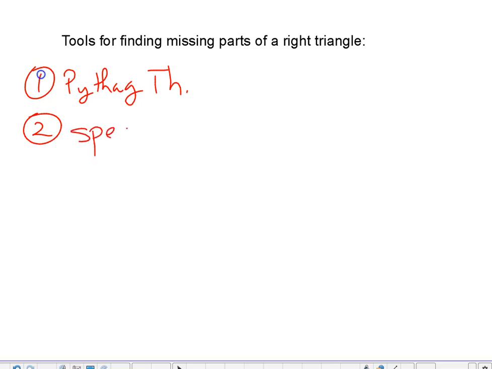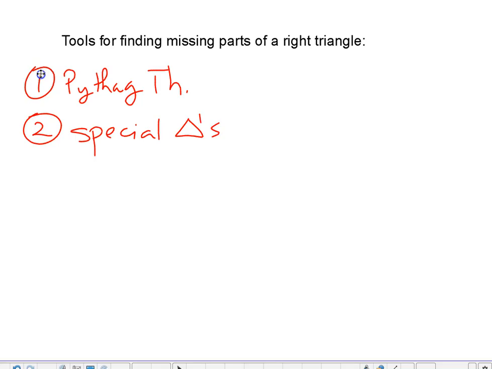Today in class we talked about some tools for finding missing parts of a right triangle. As you recall, the things we reviewed today were our friend Pythag. Now, Mr. Theorem gave us a squared plus b squared equals c squared for a right triangle. And then two, you have your special right triangles, right?